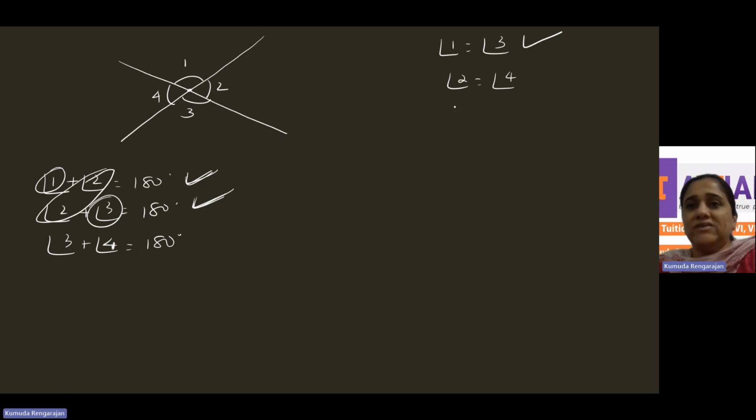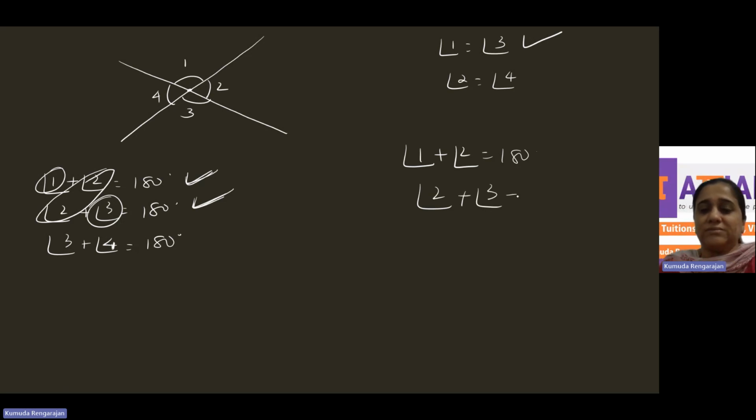So to prove that 1 is equal to 3, we will write angle 1 plus angle 2 is 180. You will use angle 1 plus angle 2 is 180 and angle 2 plus angle 3 is equal to 180. I'll tell you how to prove.